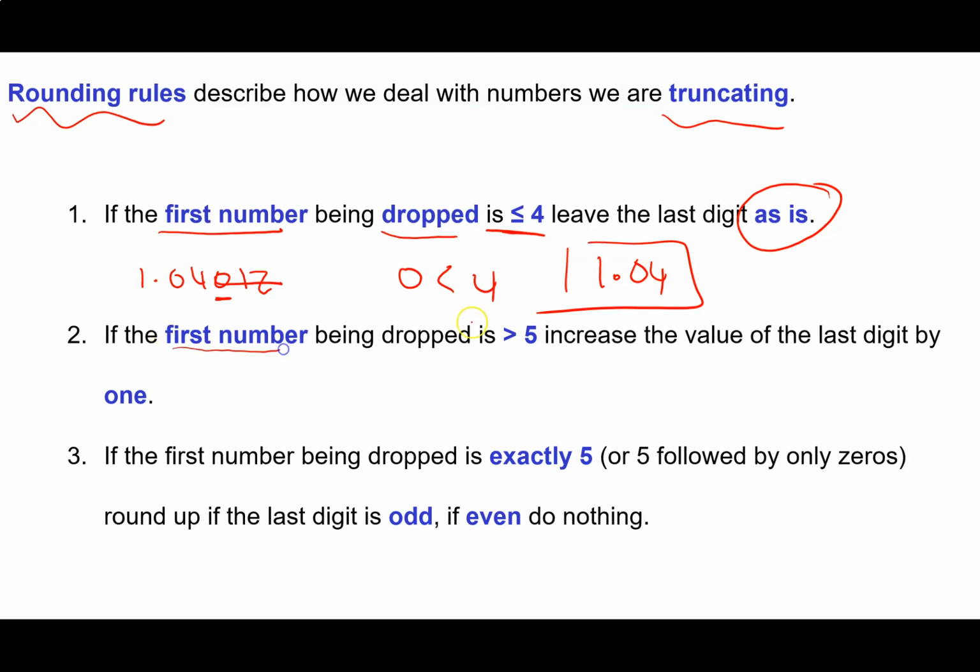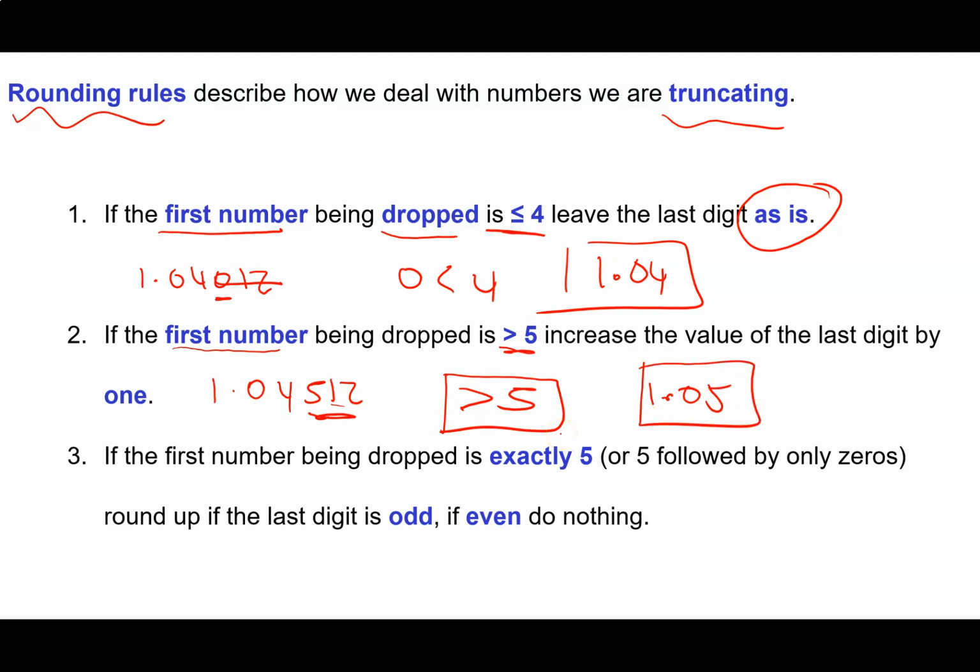Now, if the first number being dropped is greater than 5, then you're going to increase the value of the last digit. So what about if I had 1.04512? So I got here 512, that's greater than 5. I should point out that if you have numbers that are not 0 following the 5, then you're interpreting that as 5 and a bit. So that's interpreted as being greater than 5. So in this case, the best approximation would be 1.05.